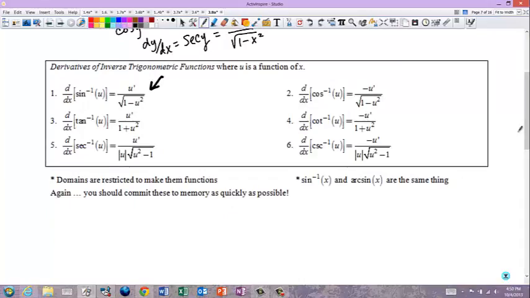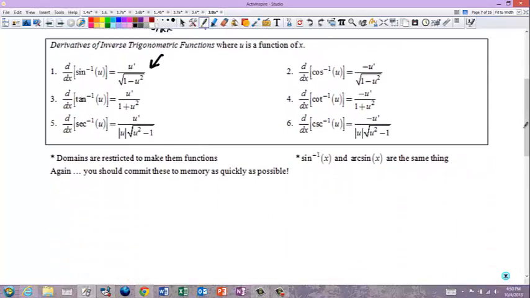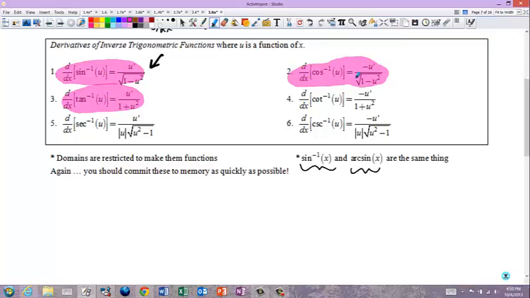Good news, if nothing I just did made any sense, you don't need it. It was just showing you why you're using u's and x's when they're inside. When you see sine inverse and arc sine, those are interchangeable. They're the same thing. Yes, unfortunately, you do have to memorize these. Inverse sine, inverse tan, and inverse cosine come up all the time. Cotangent, cosecant, and secant come up very, very rarely. So I'm going to make you memorize inverse sine, inverse tan, and inverse cosine immediately.